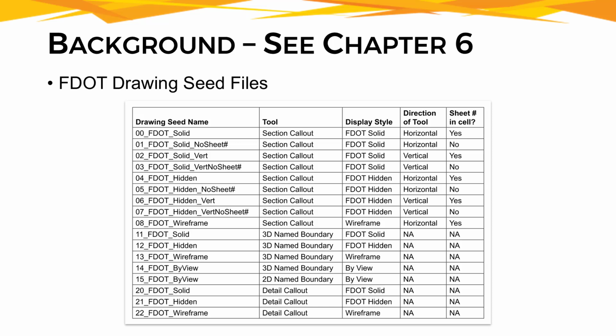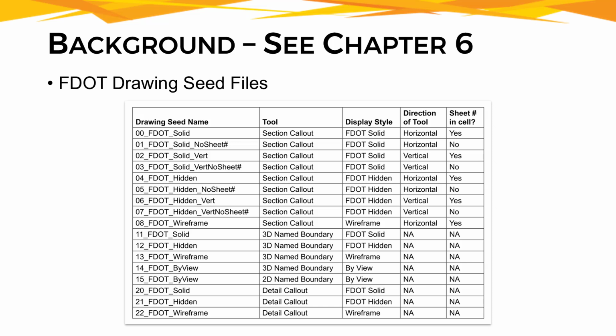In the FDOT workspace, these drawing seed files are numbered and grouped by tool, then display style, then orientation, and if the sheet number is included in the detail symbol style. You'll only see the drawing seeds applicable to the tool that you are using. For example, 00 through 08 are for the section callout tool, using either the FDOT solid, FDOT hidden, or wireframe display styles for either horizontal or vertical direction of the cut, including or not including sheet numbers.